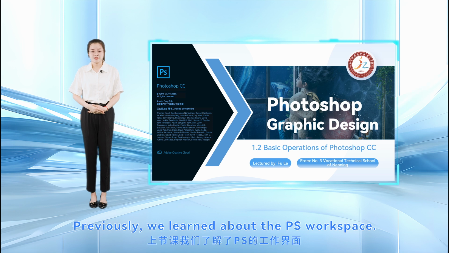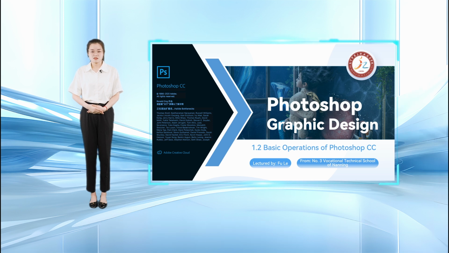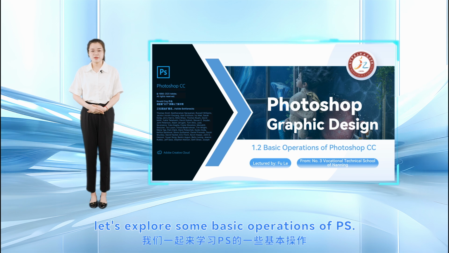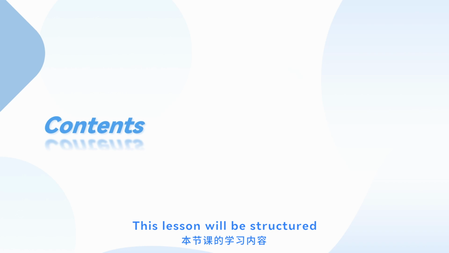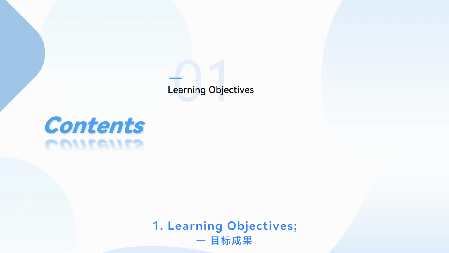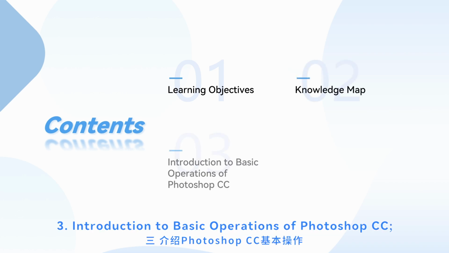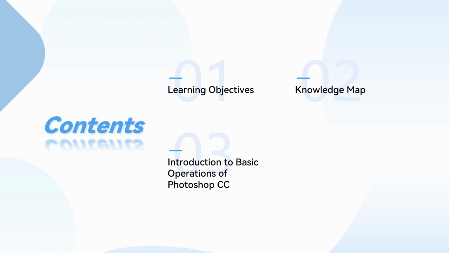Previously, we learned about the PS workspace. In this lesson, let's explore some basic operations of PS. This lesson will be structured around 4 key sections. 1. Learning objectives. 2. Knowledge map. 3. Introduction to basic operations of Photoshop CC.